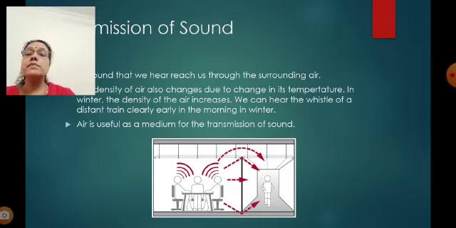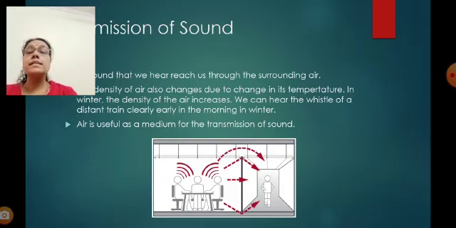In school, sometimes when you sit and shout in the class, the other class teacher will come and shout at you. How did she hear your noise? Through the transmission, through the air. The noise which you made was transmitted through the air and it entered the other room. So air is a medium for the transmission of sound.